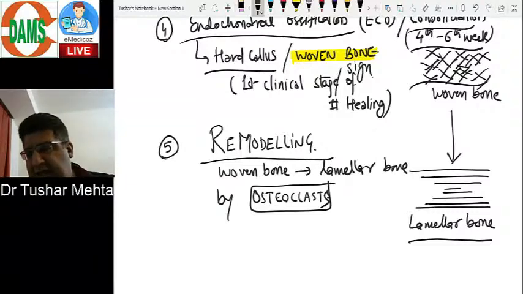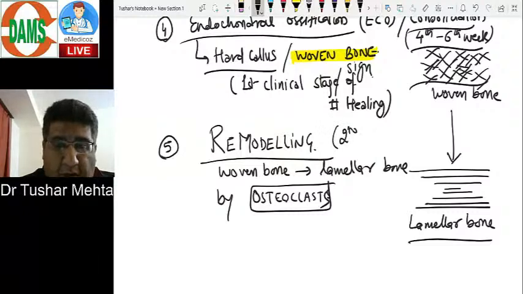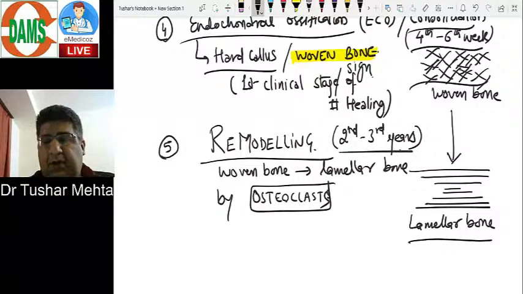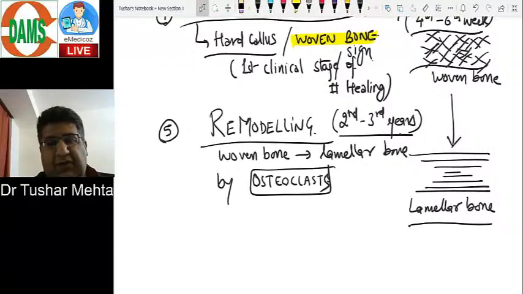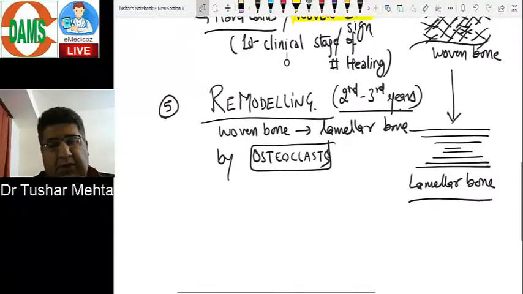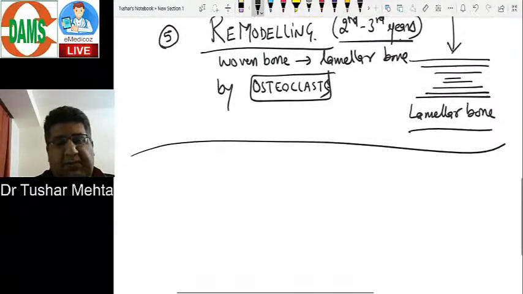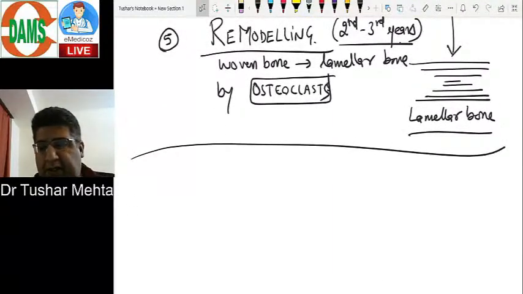So this is the last step of fracture healing that is called remodeling, which is conversion of woven bone to lamellar bone. Normally, it takes around 2 to 3 years, which I want all of you to understand, and please remember this forever. So these are some essential basic steps of fracture healing, which I think we all should remember.